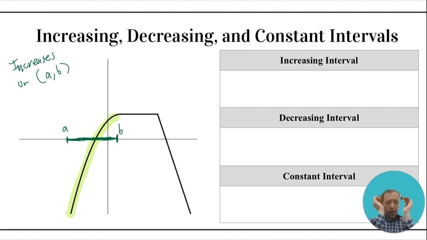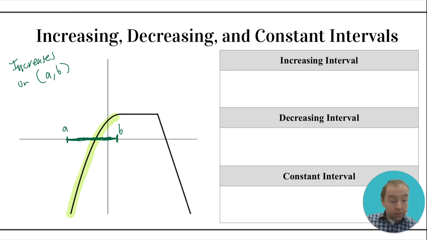And then I also did use parentheses around the a and the b, because at the endpoints of that interval, it's not really actually increasing at the endpoints in particular, so we're going to exclude that. And so, yeah, just using an open interval like that is perfect for identifying an increasing interval like that.